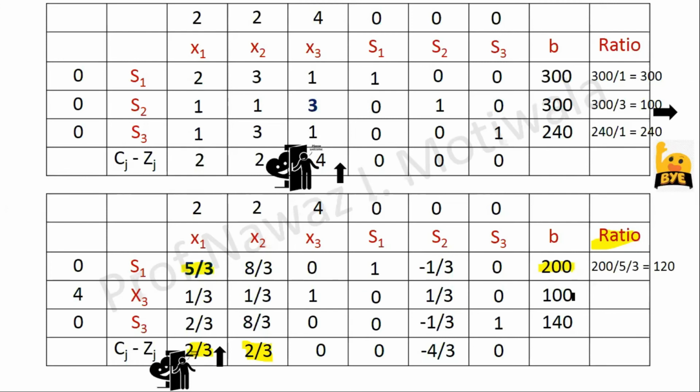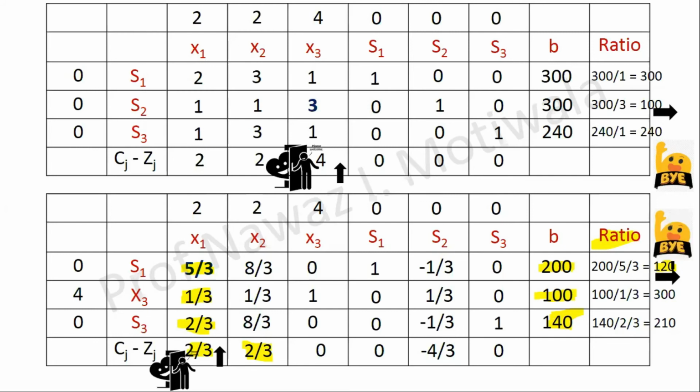Similarly, for the second row it will be 100 divided by 1 by 3, so it will be 300. And for the third, 140 divided by 2 by 3, so the answer will be 210. Out of these, the first answer gives the least ratio, that is 120. So we will say that this is my outgoing variable, and we will say bye to it.